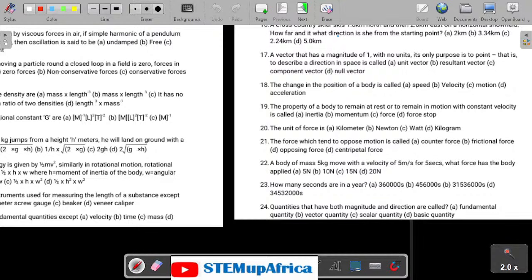So question 24, quantities that have magnitude and direction are called vector quantities. In fact, we have two basic quantities, vector and scalar. The ones that have magnitude and direction, we call vector, while the ones that have magnitude but no direction, we refer to as scalar quantities. So the answer to this question is B, vector quantities.